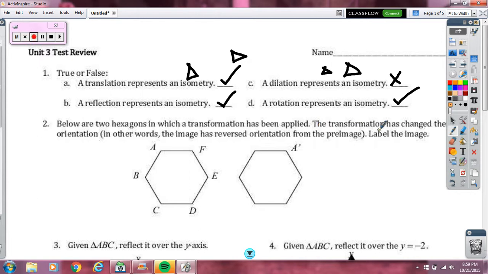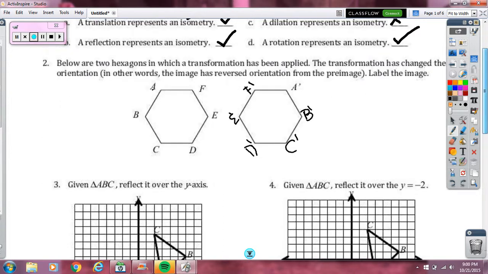The transformation changed the orientation. In other words, the image has reversed orientation from the pre-image. So label the image. When I look at the first one, it appears that A, B, C, D, E, and F are all labeled going counterclockwise. So to reverse the orientation, I'm just going to go the other way around. So instead of counterclockwise, I'm going to label clockwise. So this would be my B prime, C prime, D prime, E prime, and F prime, the opposite way of the original.